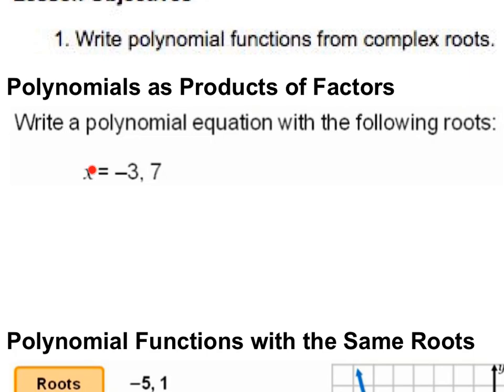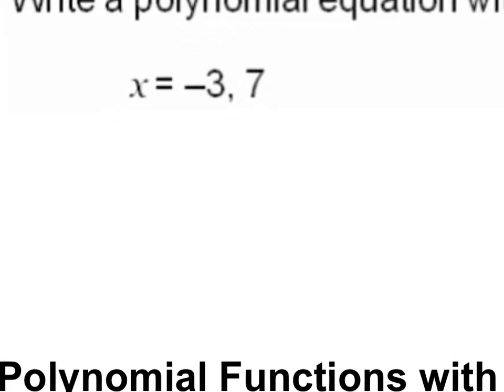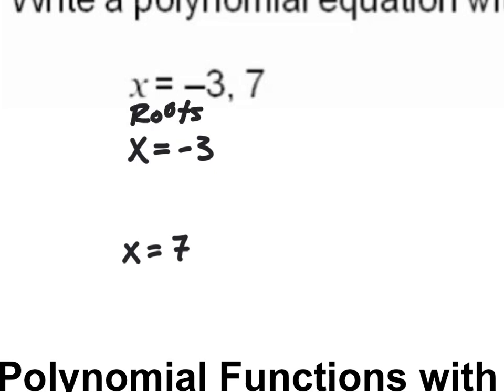So what this tells me is I have x equals -3 and I have x equals 7. I'm going to write out each of these separately: x equals -3, and down here x is equal to 7. These are solutions, the answers we try to find when we find the solutions of a polynomial. But now we want to take the solutions and write the polynomial. Let's call them roots for now. And then I want to turn those roots into factors.